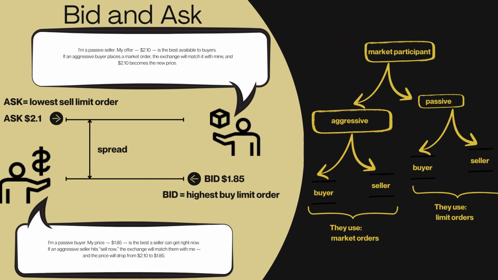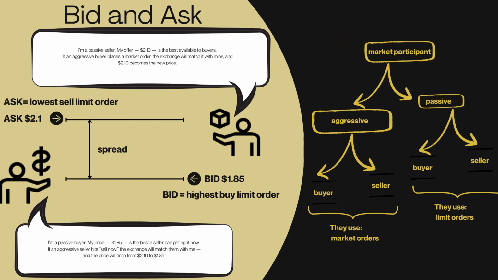You can group participants in two ways. First, by what they want to do, buy or sell, and second, by how they want to do it, passively or aggressively. A passive participant sets a price and waits. They place a limit order. I'll buy, but only if the price drops to $1.85. Or I'll sell, but only if the price rises to $2.10. They're patient. They wait for someone else to meet their price.